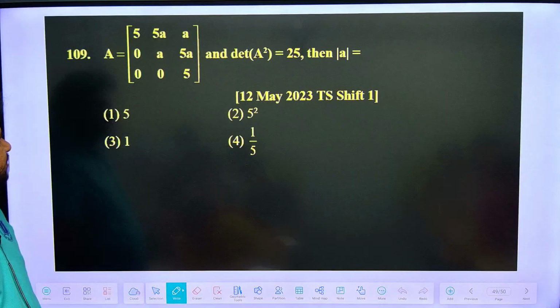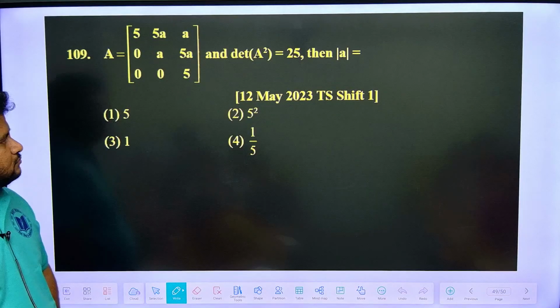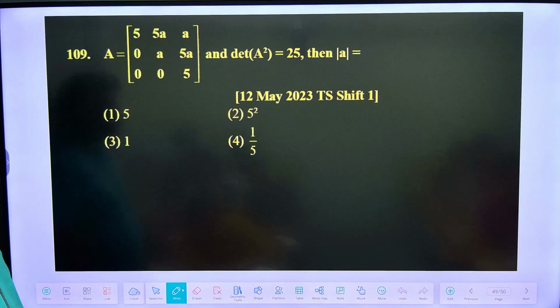So this is the question. They have given A, det of A square is 25. Then A is equal to what? So first you will find A square, then you will find the det of that. Correct, no? Then you will get the value of A.